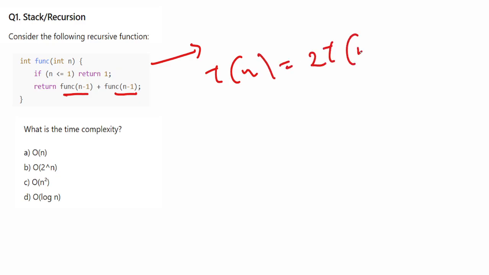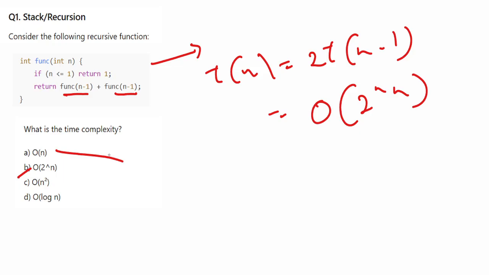When we solve that, we get big O of 2 to the power n. That's why option B is correct here. Why are the other options wrong? A, C or D? When we talk about A, it is linear only if there is one recursive call, but here there are 2 recursive calls. That's why option A is wrong here.